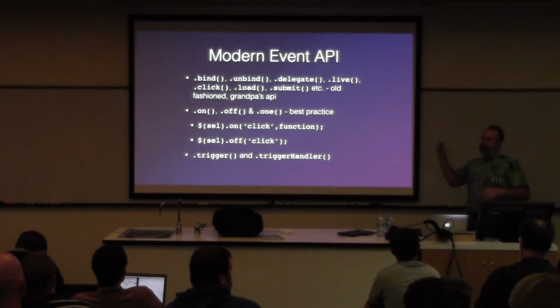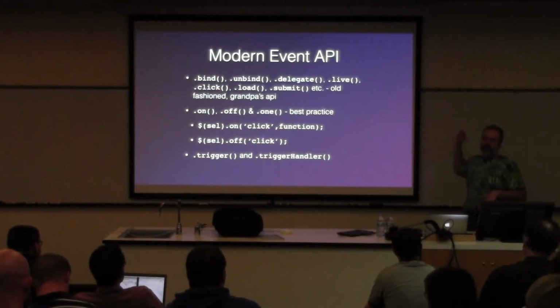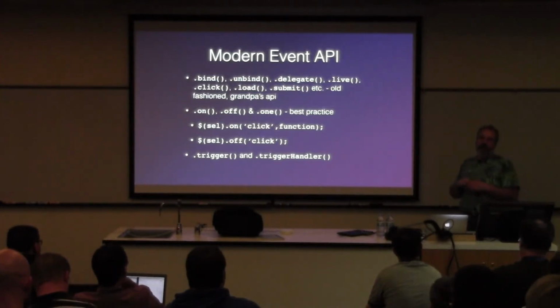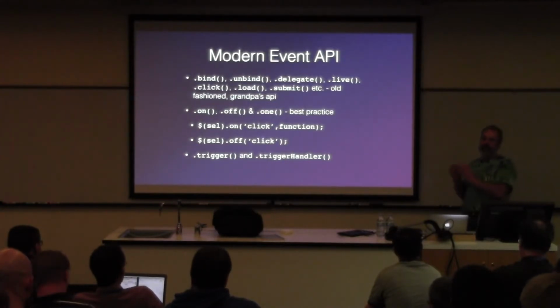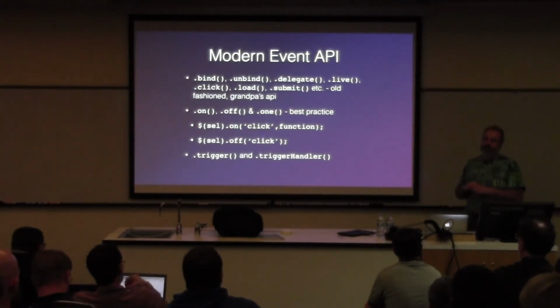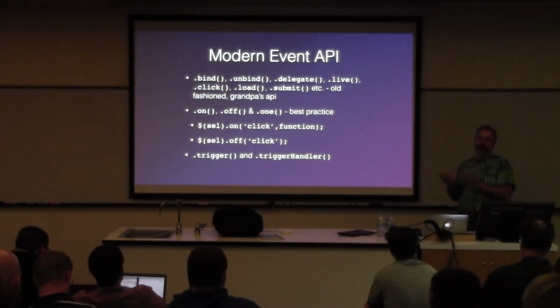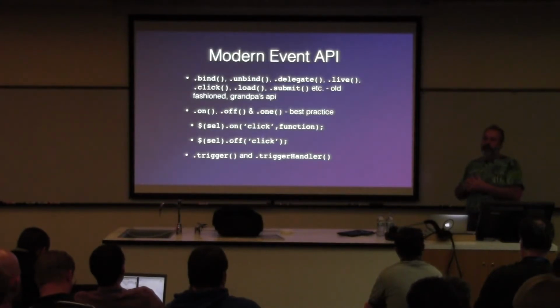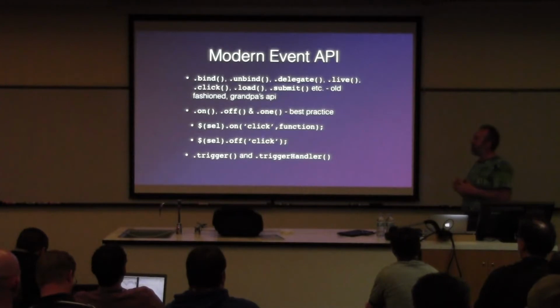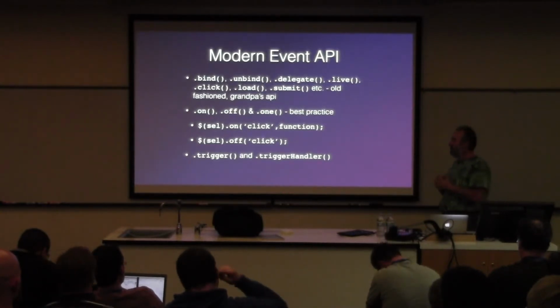But bind and unbind have been replaced by on and off. And really click and load and submit and all those event-specific commands are not the best practice. You should use on and off and one, the seldom used one, to bind and unbind your events. On and bind are very similar. They have two overloads that are pretty much the same, but on has another overload, which I'm going to talk about. Off is just like unbind, with the same support for namespaces and stuff.